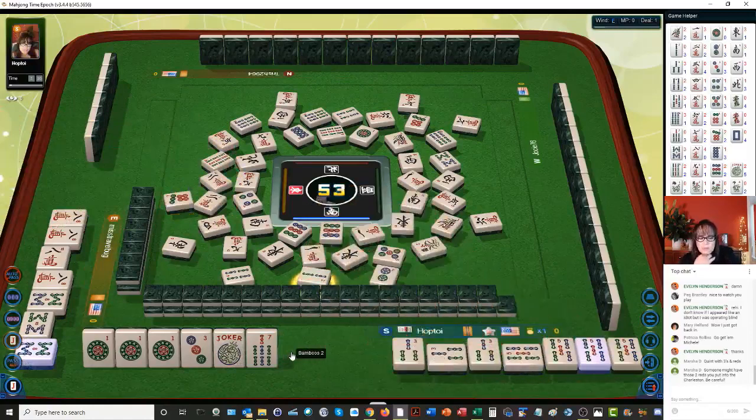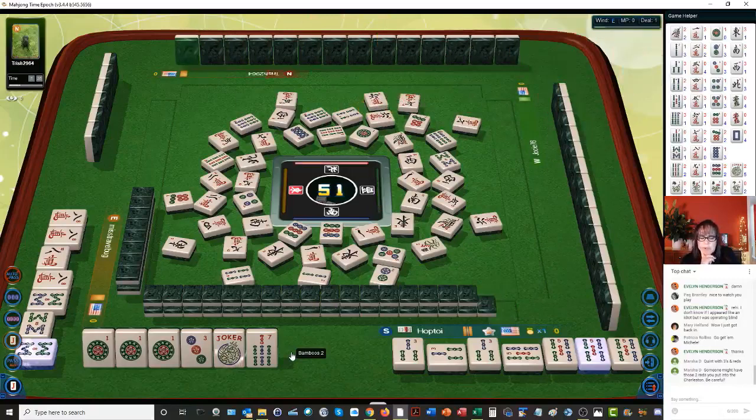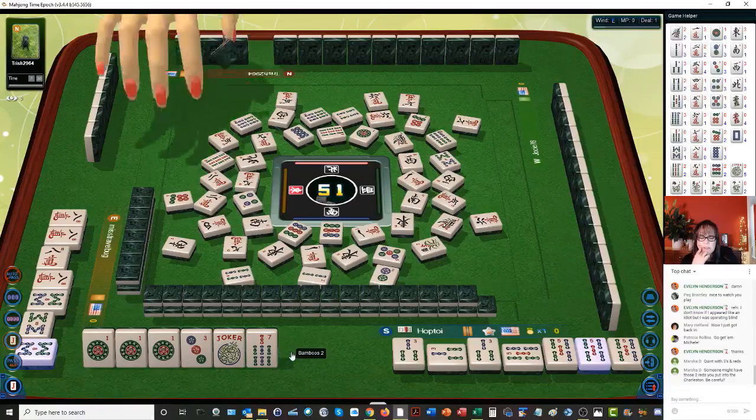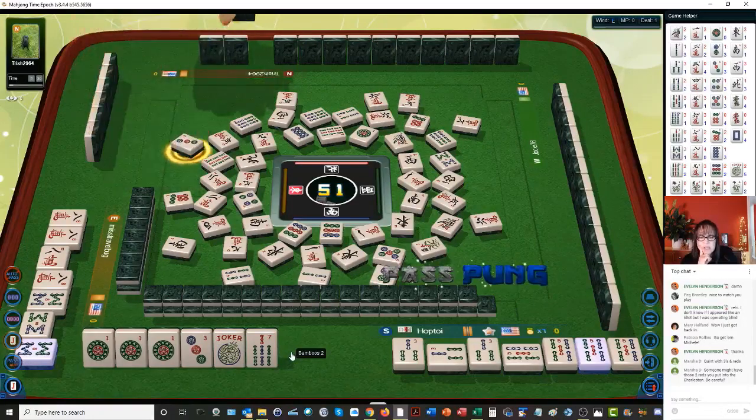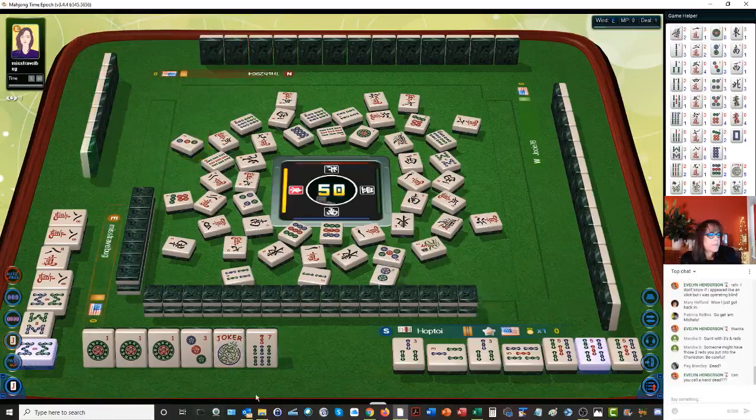Two bamboos. I don't think that's a hand. Miss Travelbug, she's a good player. Six characters. A Pung of eights and a Kong of eights? Three dots. Was that a mistake? Oh, we needed that. Oh, that's a bummer. Yes, you can call a hand dead, but I'm trying to think if that... I don't think that's a hand.